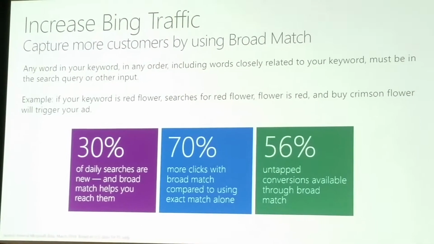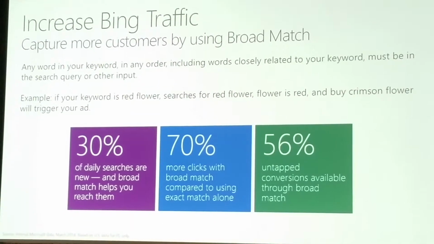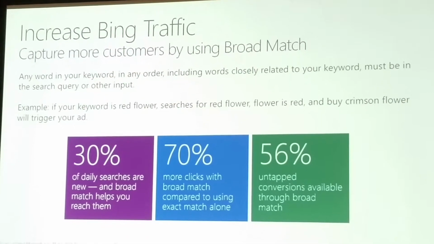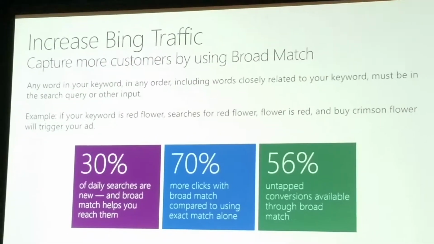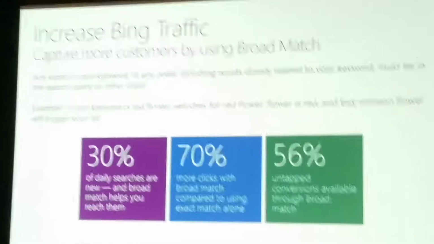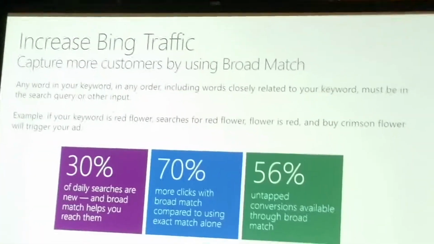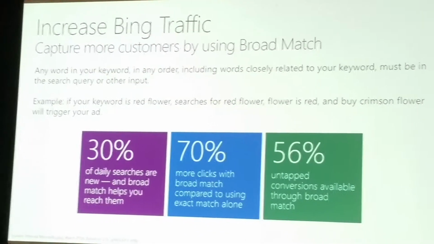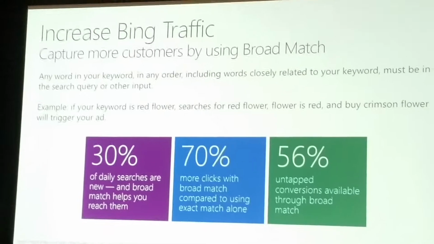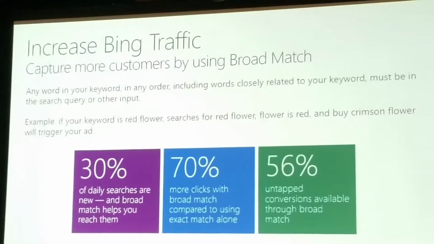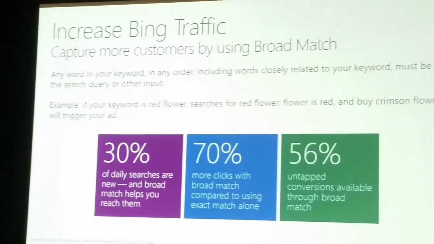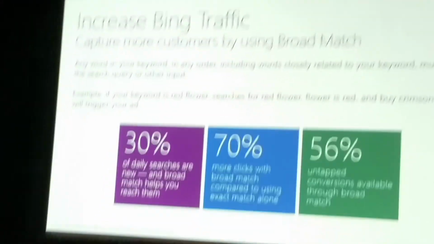So what is broad match? Any word in your keyword, in any order, as long as the words closely related to your keyword match the search query or other input. Here's an example up here. If your keyword is red flower, if it was an exact bid, only if somebody put in red flower would your search query show. If somebody searched for red flower botanical gardens, then that would be a phrase match and it would go ahead and show up. But if somebody searched for buy crimson flower, for instance, and you're just bidding exact or phrase for red flower, your search query is not going to show.